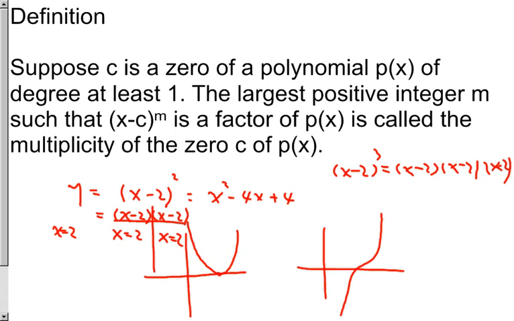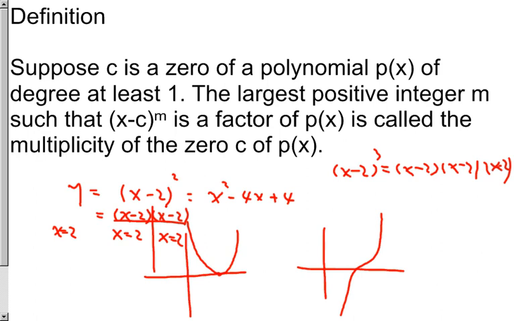Definition: suppose c is a zero of a polynomial P of x, of degree at least 1. If c is a zero, a root of P of x, what can you tell me about P of c? It is equal to 0. Right? Now, the largest positive integer m such that x minus c to the m is a factor of P of x, then we say the multiplicity of the zero c of P of x is m.